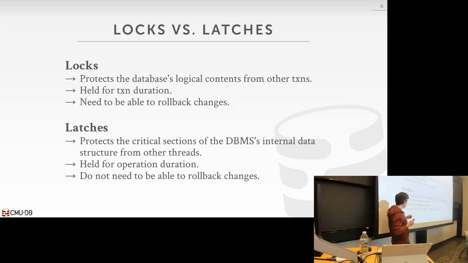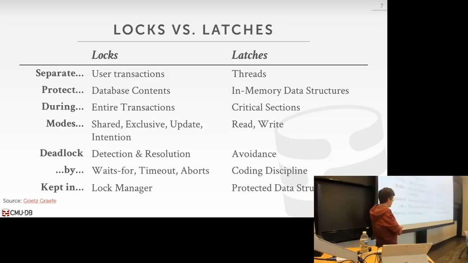Another way to think about this is this great table from that B+ tree book I recommended a few lectures ago from Goetz Graefe. He has this nice table that lays out the distinction between locks and latches. For locks, we're going to separate user transactions from each other, and they're going to be protecting the database contents: tuples, tables, things like that. And we're going to hold them for the entire duration of the transaction. There's going to be a bunch of different lock types that we can hold on these objects. Again, we'll cover this in a few more lectures.